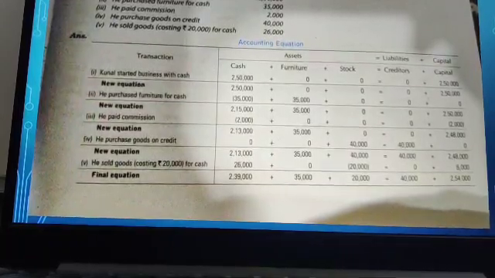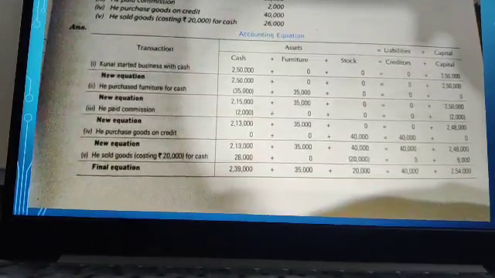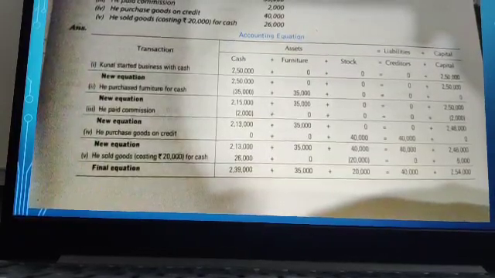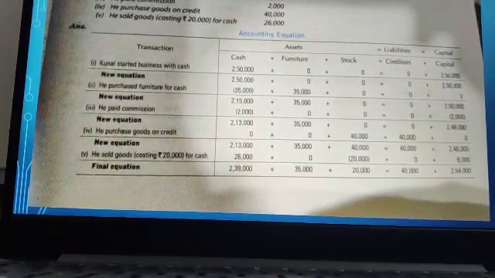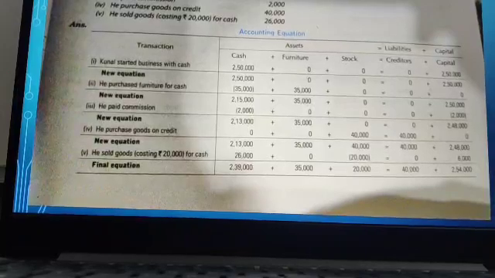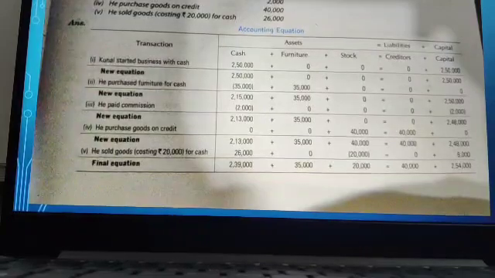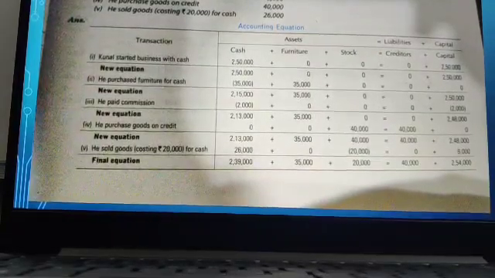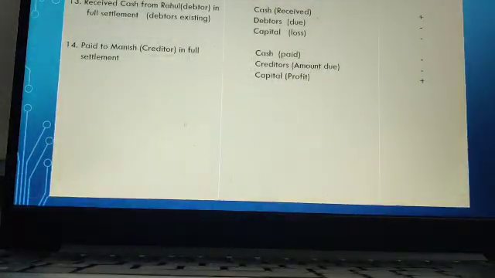So 20,000 goods, we are going to deduct 20,000 from stock, and 26,000 being the cash which we are receiving, we are going to add this 26,000 under our cash column. However, the difference between the two, that is 6,000, is our profit. We are going to add that profit under our capital column. Alright students, let us proceed to the next set of transactions.